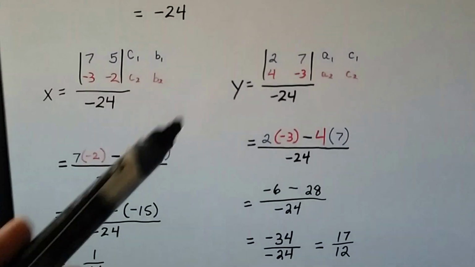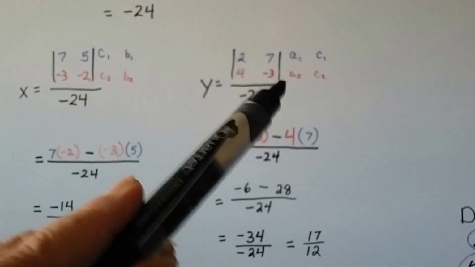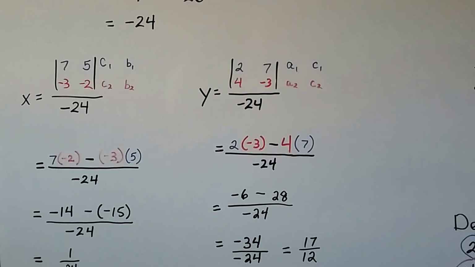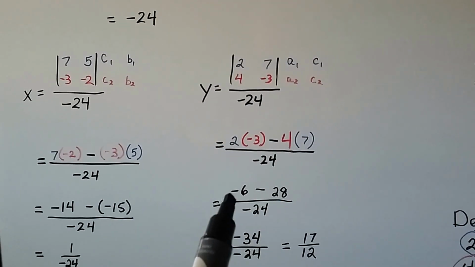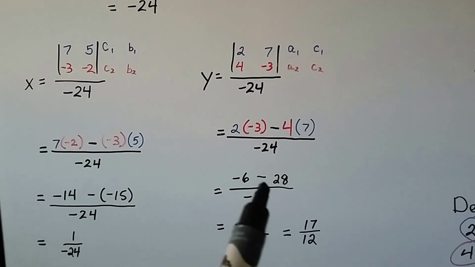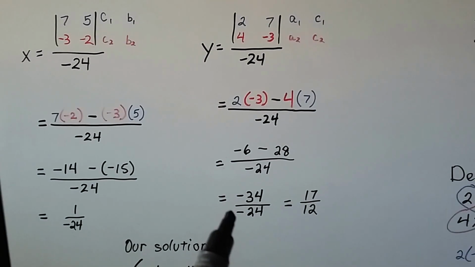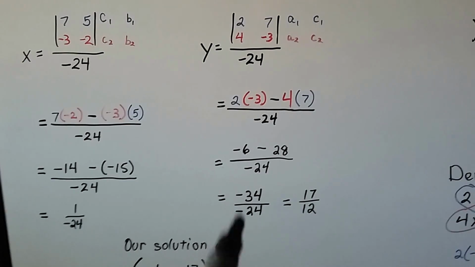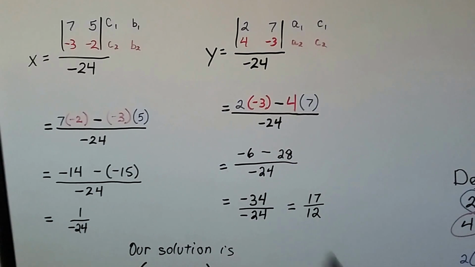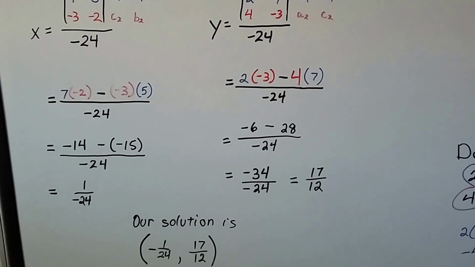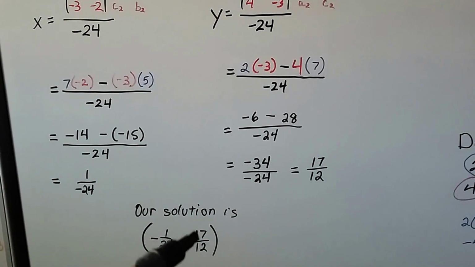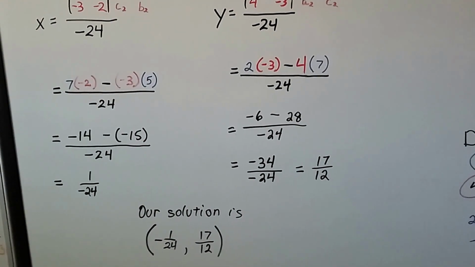Now for the y, we're going to do the 2 times the -3 crossing this way. Then we're going to do the 4 times the 7 crossing this way. We're going to subtract those values and get a -6 minus 28. And that's going to be over that -24, that D. And we're going to have a -34 over a -24. Well, these cancel out as a positive, don't they? And we can divide both of these by 2 to get a 17 over 12. So that's our solution. We have, for x, a -1/24, and for y, we have 17/12.